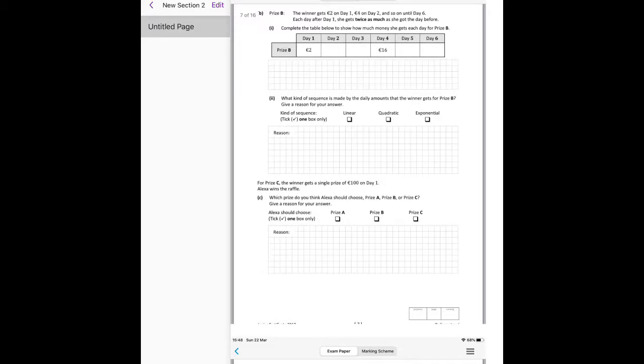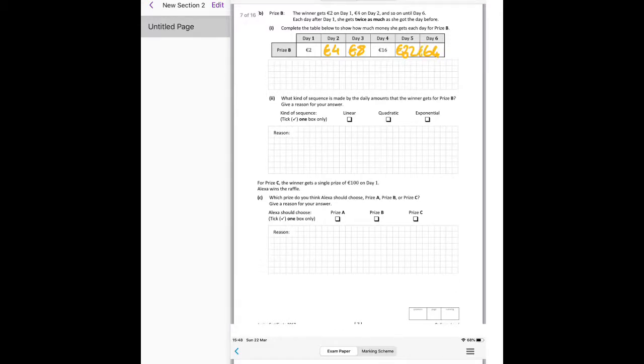Okay, then for prize B, the winner gets €2 on day 1, €4 on day 2, until day 6. Each day after day 1, they get twice as much as what they got the day before. Okay, so we go €2 to €4. Twice that will be €8. Twice 16 will be 32. And twice 32 will be 64.